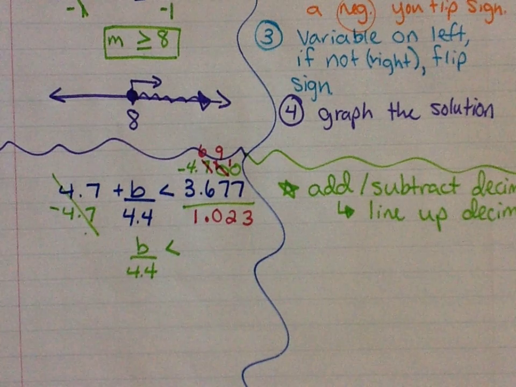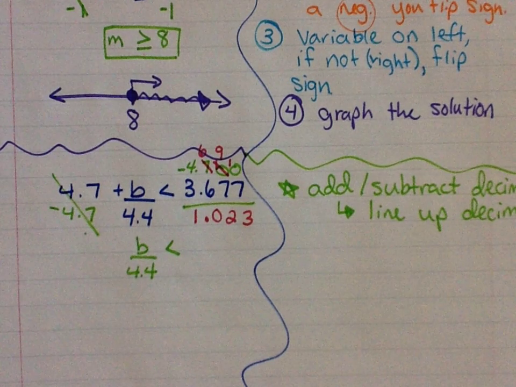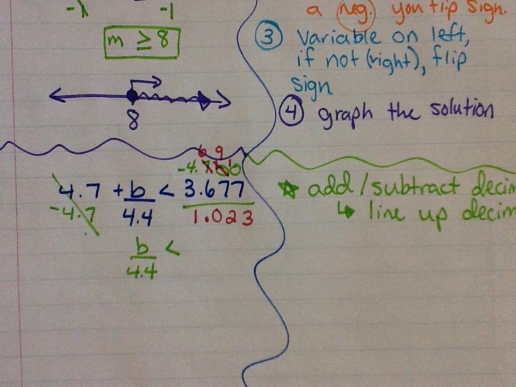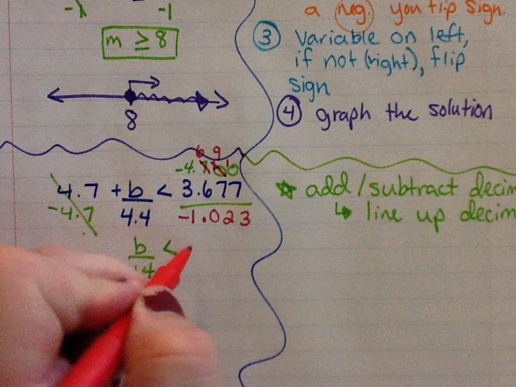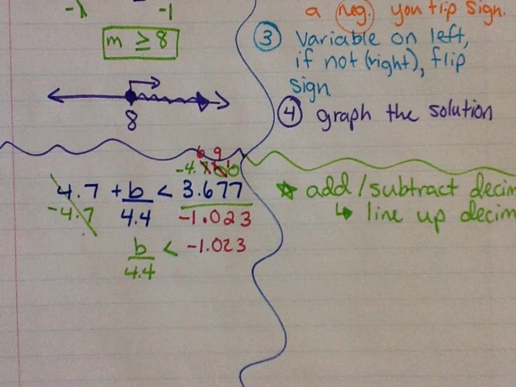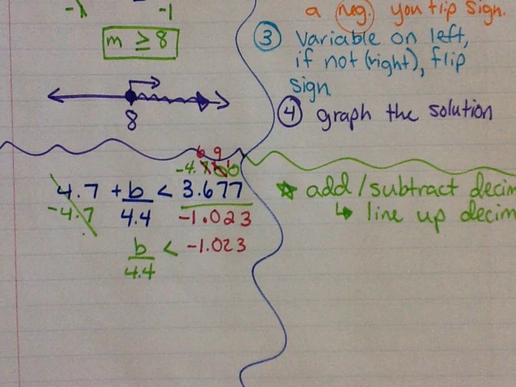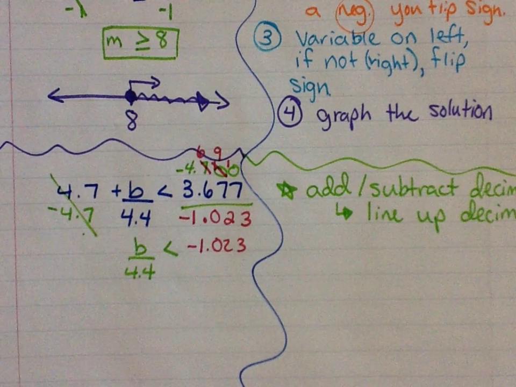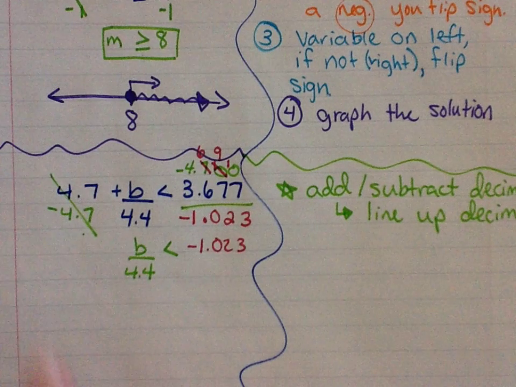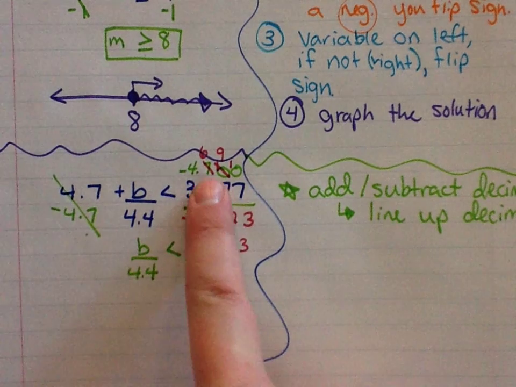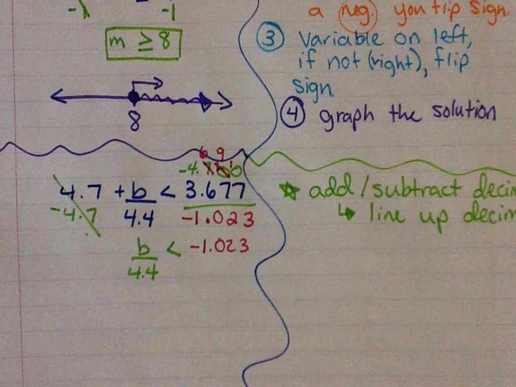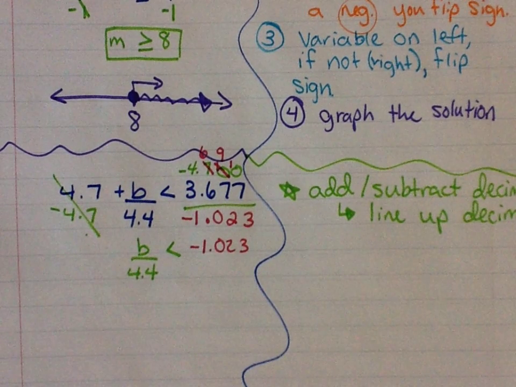Now, was 4.7 or 3.6 bigger? 4.7. Is 4.7 positive or negative? Negative. So this is going to end up negative 1.023. Are there any questions on how to add and subtract decimals? Which number do you want on top when you're subtracting? The bigger number. I had to make this a negative 4.7, so my top number is going to be my negative number. They're opposite signs, so you still subtract. What questions do we have?